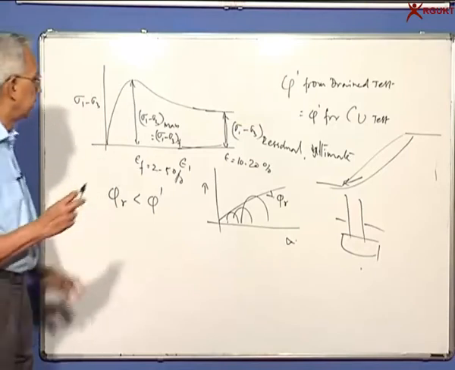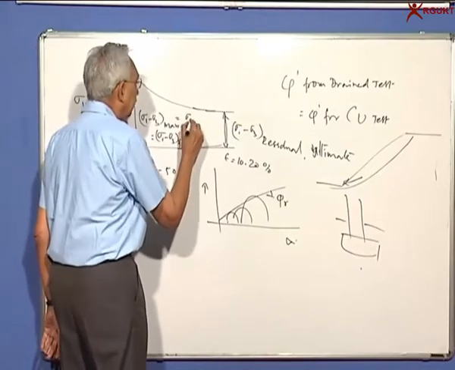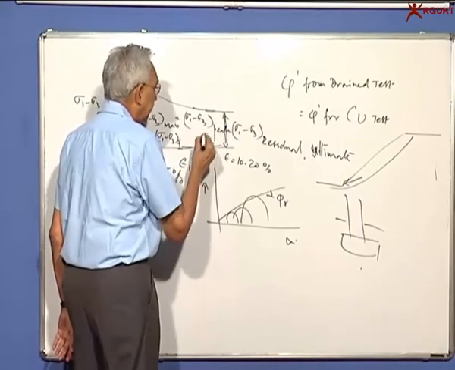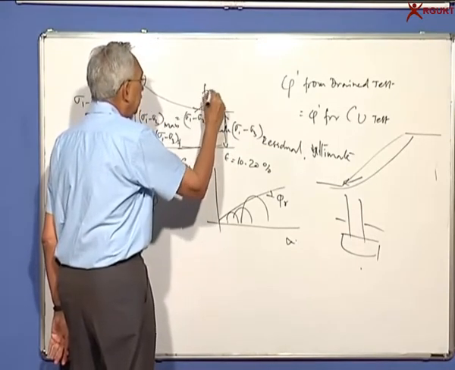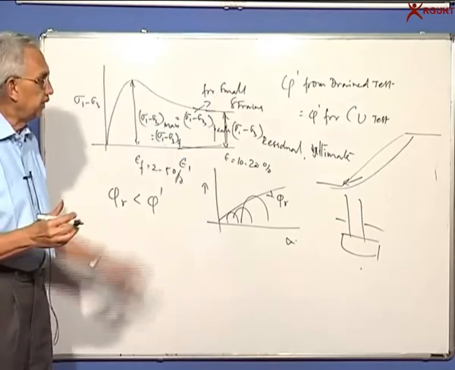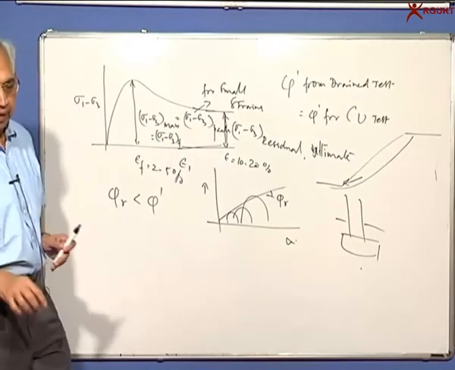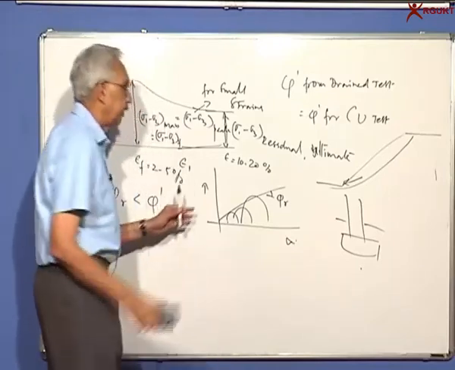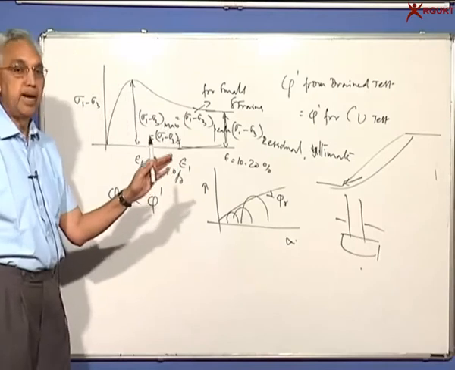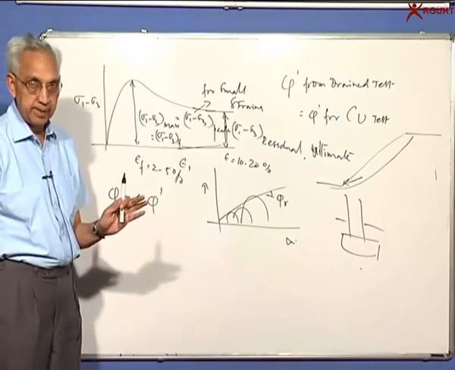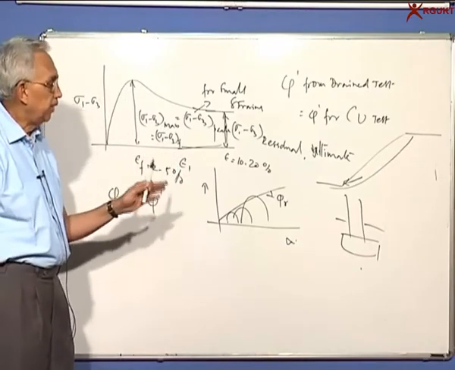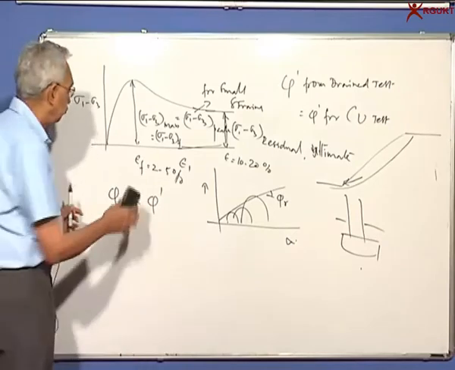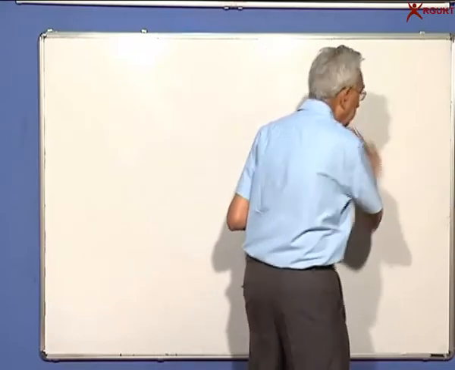So please remember that there are two strength parameters. One is the peak, you can also say sigma 1 minus sigma 3 corresponding to peak for small strains. And for large strains you get the residual value. And this is a very important property of soils. And this can be determined both from drained test and from consolidated undrained test. It is not possible to get it from the undrained test because in the undrained test you only get one value.